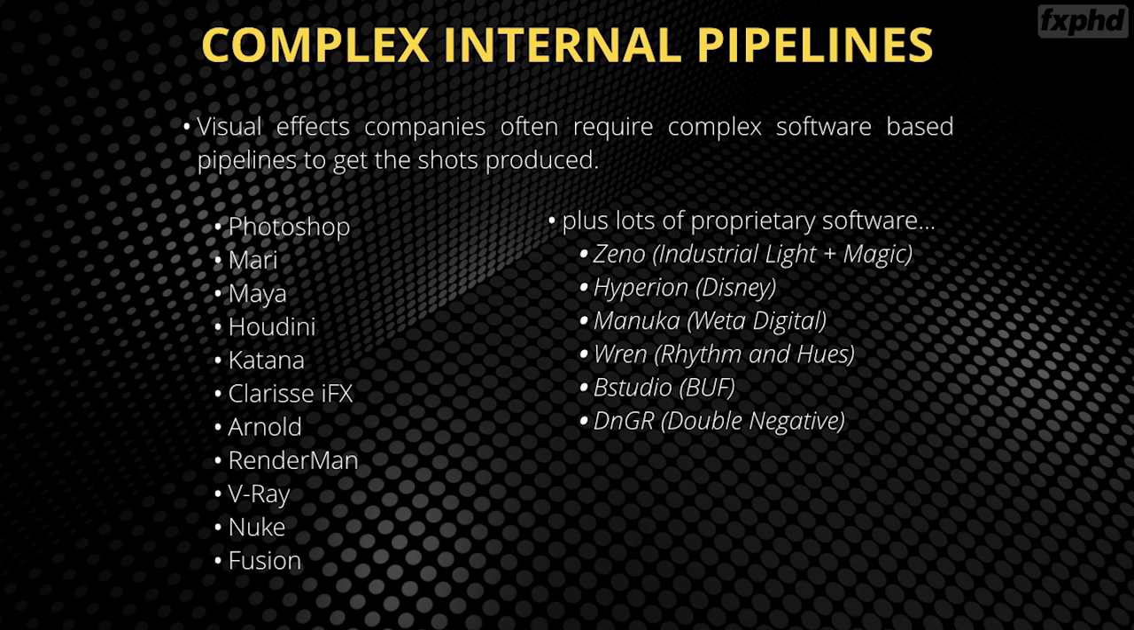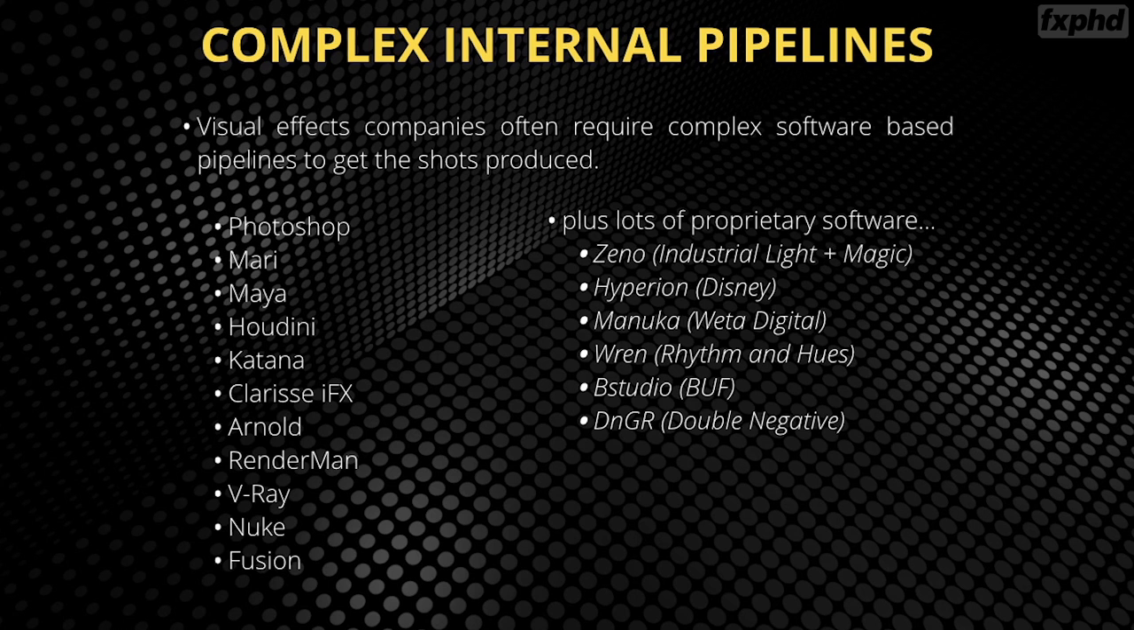Then on top of that, we have a huge amount of proprietary software depending on where you work. So ILM obviously has its base backbone pipeline, Zeno. Disney have their own renderer. Weta have Manuka. Rhythm and Hues has Ren. You've got BStudio from Birth, and Double Negative have their own system too.